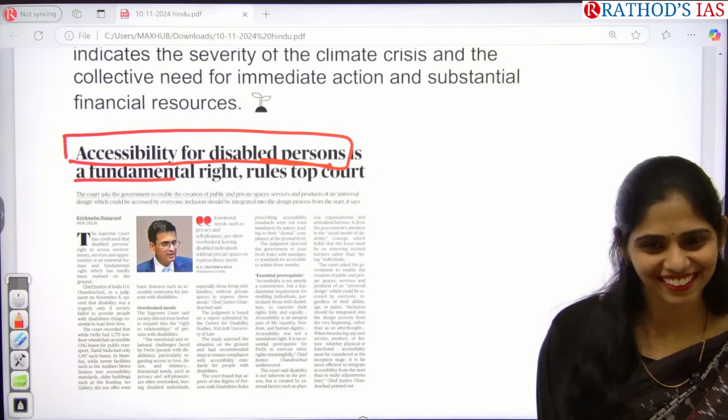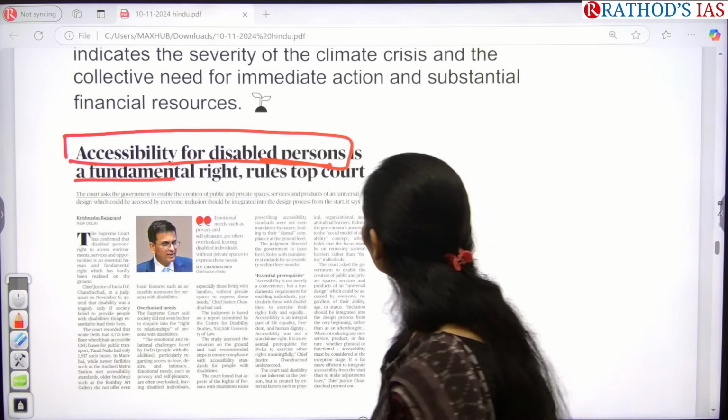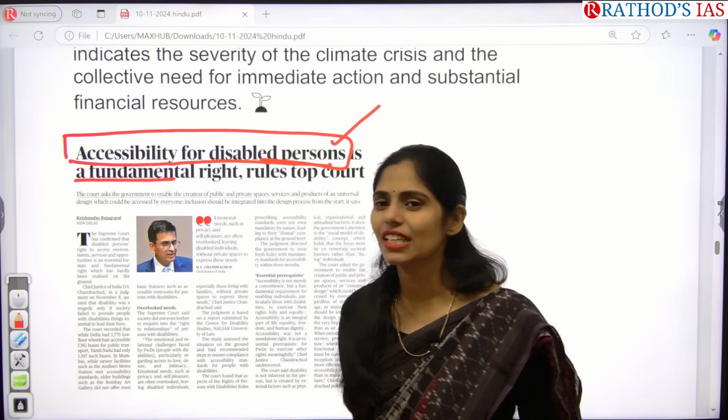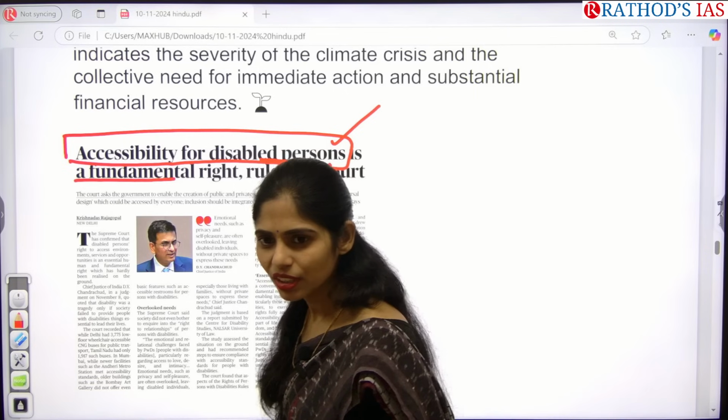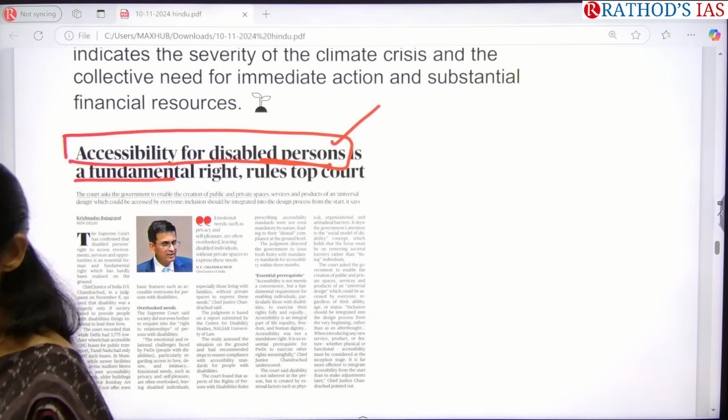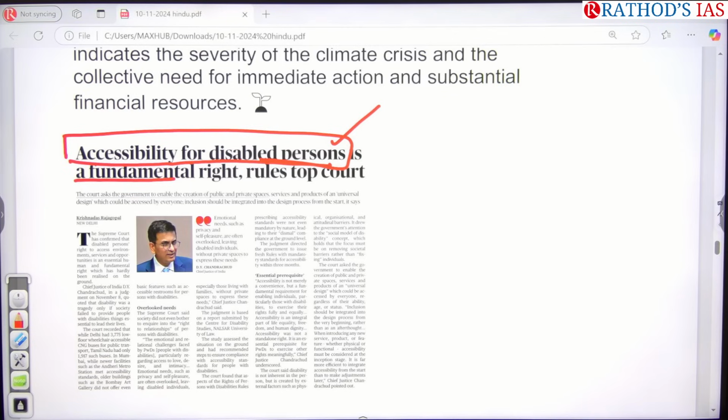Right to education. So actually, do you agree that these disabled people have the same accessibility as other normal people? No. So can you give me some examples where they don't have proper accessibility? Okay, in public places. Okay.